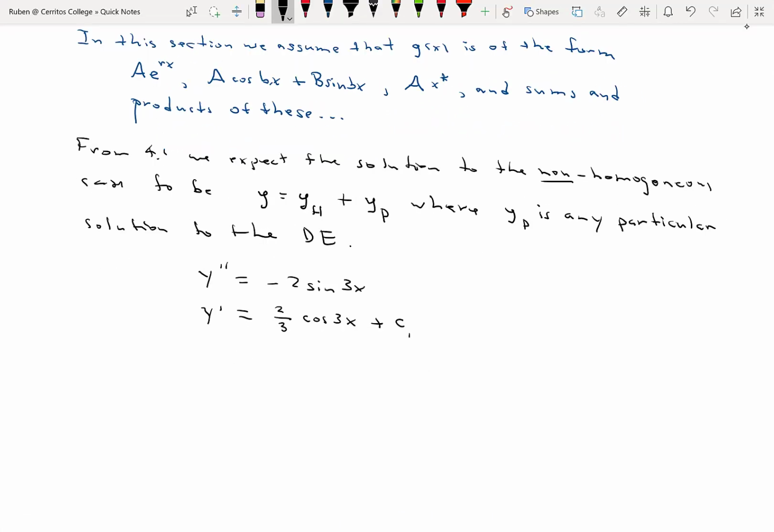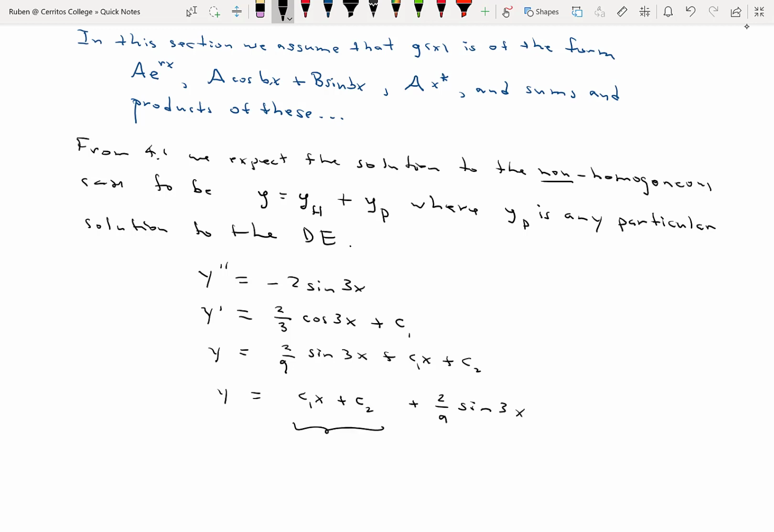Plus a constant, C1. If we integrate again, we get y equals the integral of cosine is sine, so we get 2/9 sine 3x plus the integral of c1 is c1x plus another constant of integration. And I'm going to rewrite this solution with the part of the solution that has the arbitrary constants in it first, separated by the 2/9 sine 3x.